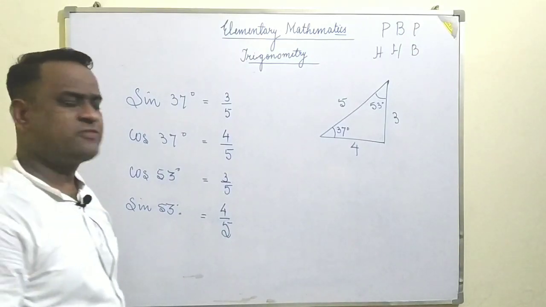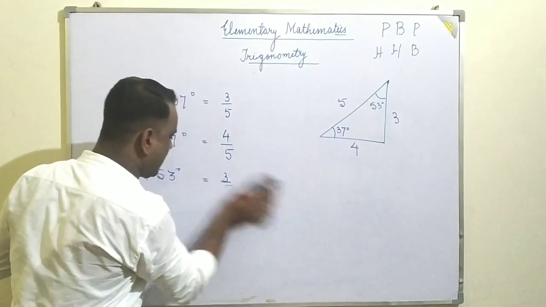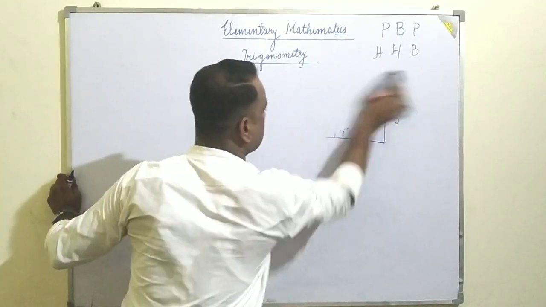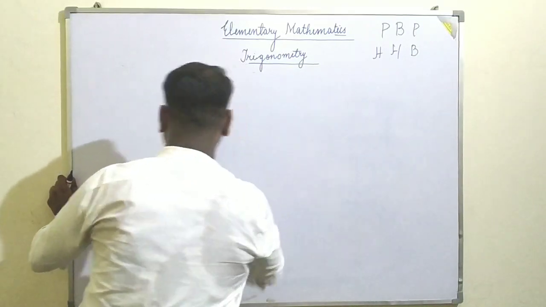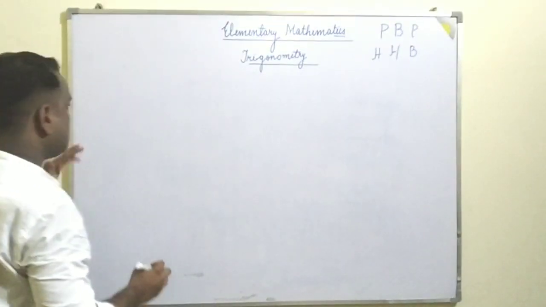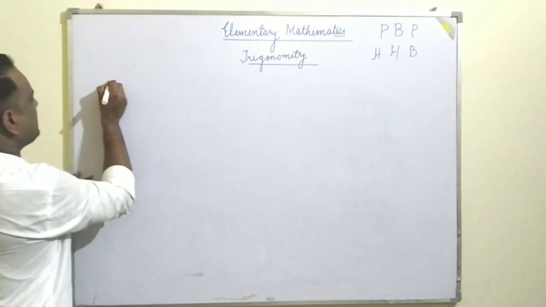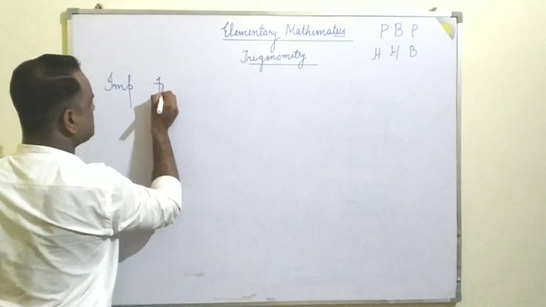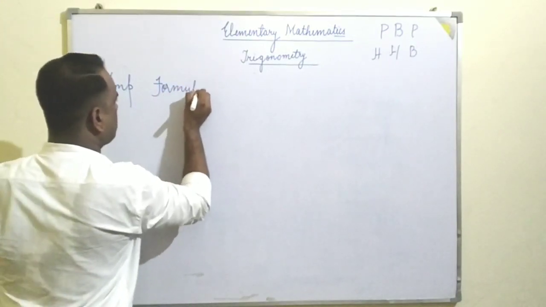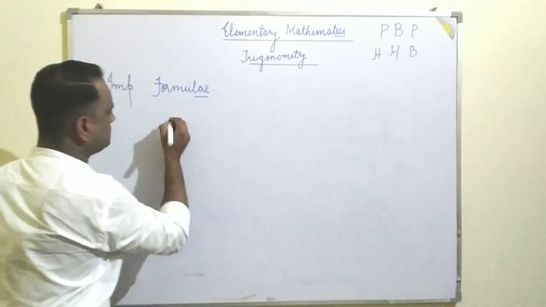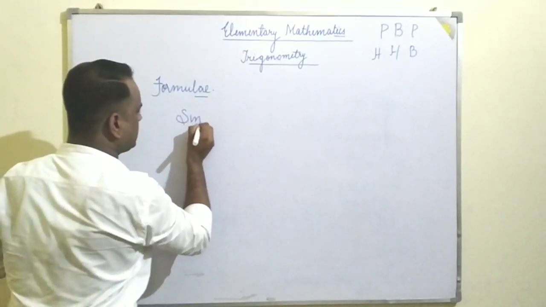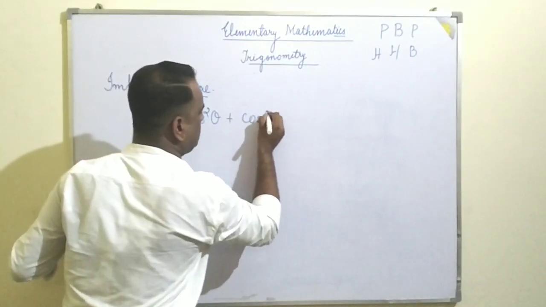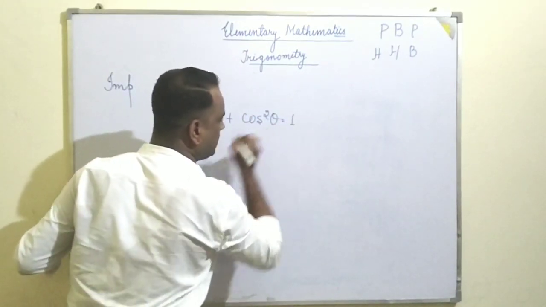Okay students, a lot of times a few identities are asked which you have to memorize for solving problems in physics. So what are those identities? Those important formulas or identities are listed here: sine square theta plus cos square theta is equal to 1.